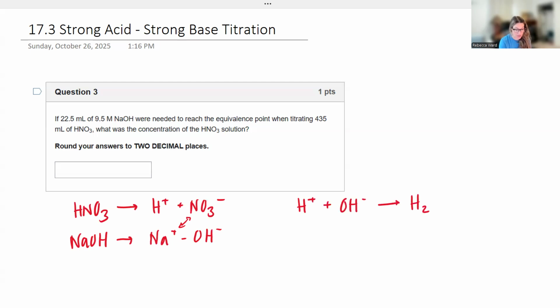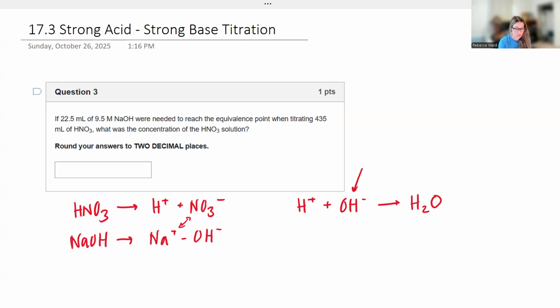They just make water. Okay, so that's why these strong acid, strong base titrations are so much easier, because we're not generating some weak base or weak acid as we do the titration. We're just making water. In this case, we're looking at when we hit the equivalence point, and we're told how much of our NaOH we needed to add to get to that equivalence point.